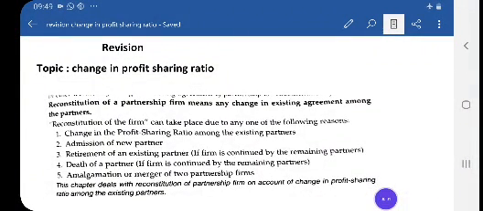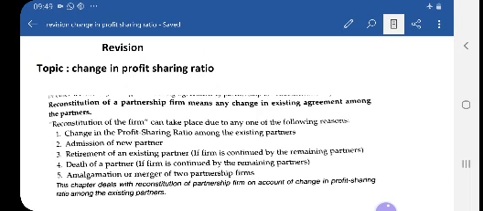Good morning, student. Let us revise our second chapter, that is reconstitution of partnership firm. Under this, the first topic, change in profit sharing ratio.